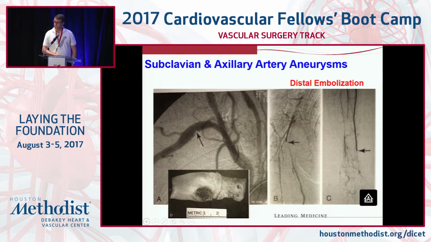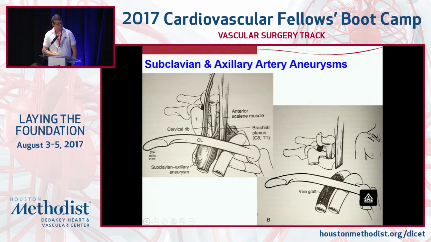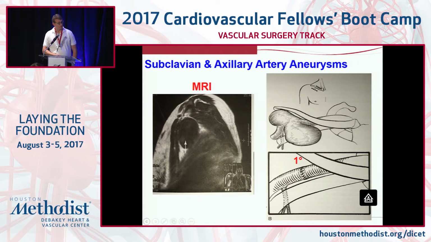You do get clues on catheter angiography as to the presence of an aneurysm, these little defects, or a somewhat enlarged appearance of the artery, and then you get some signs of obvious distal embolism from these lesions. This has already been talked about a good bit.